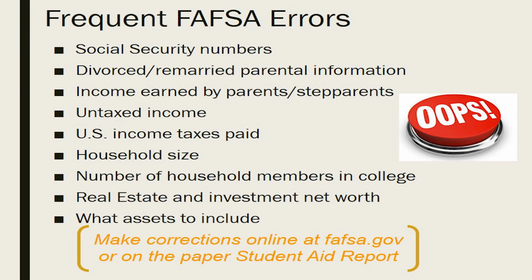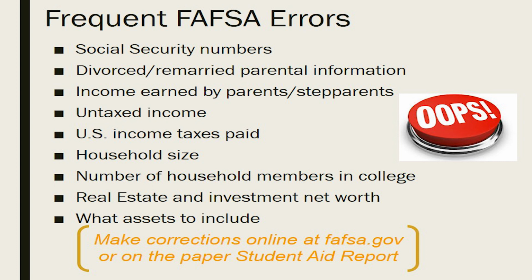So if you enter all zeros, that is what you're supposed to do if you do not have a Social Security number. All right. There are several errors that occur multiple times, and we see them a lot. So again, like I said, Social Security numbers, a lot of times they transpose a number, and that creates problems. Divorced and remarried parental information. So if the parents are divorced and they're remarried and the mom only puts her own information in and doesn't enter her husband's information, that is incorrect.